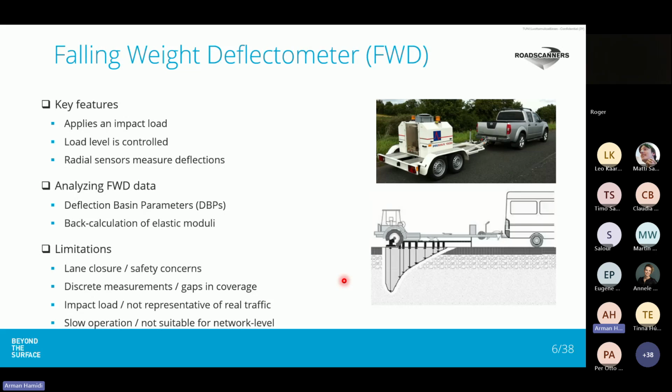There are two general approaches for analyzing data from FWD. First is using deflection basin parameters or DBPs such as SCI, SCI 200, SCI 300, BCI, and so on. These parameters provide an initial understanding of the structural integrity of the pavement structures. For example, SCI 200 is believed to be related to mode 1 rutting, or BCI is believed to be related to the structural integrity in sublayers. And the second method for analyzing FWD data is using back calculation tools for determining elastic moduli of pavement layers.